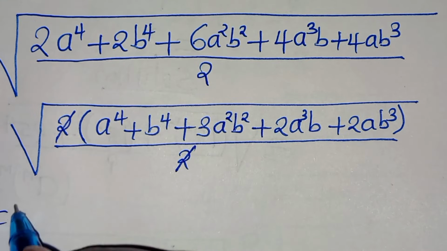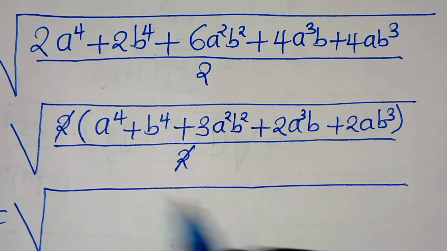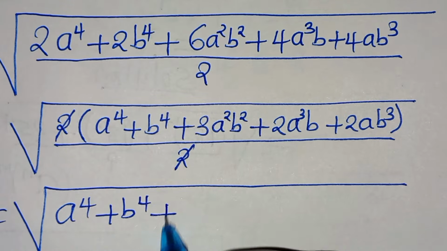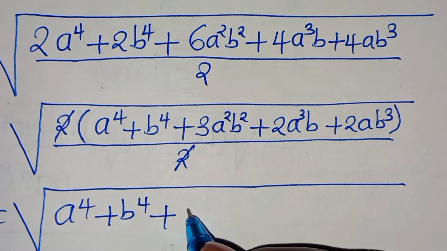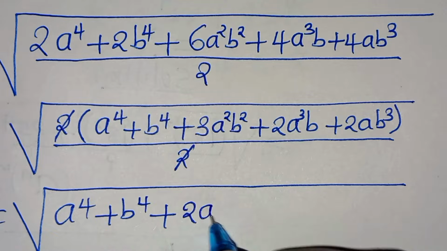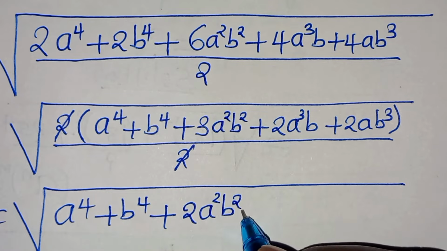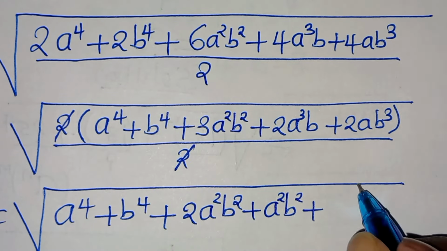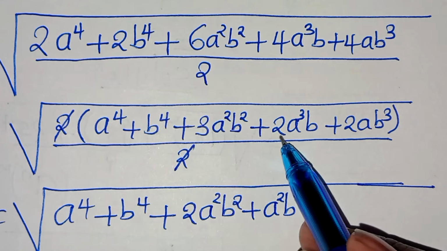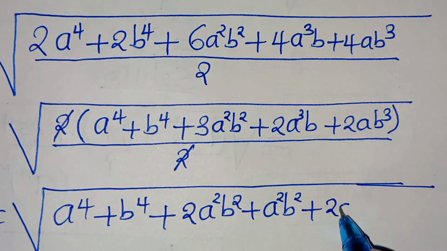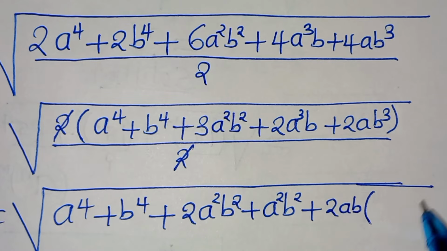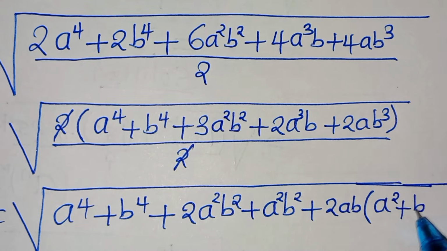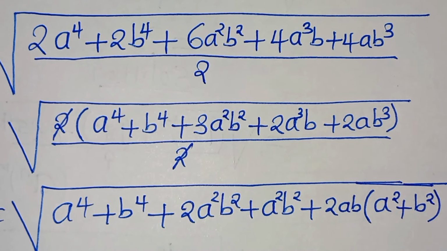And this means we have the square root of a to the power of 4 plus b to the power of 4, then plus, now 3a squared b squared, this can be expressed as 2a squared b squared, then plus a squared b squared, then plus, now here we have that 2ab is common, so we can factor out 2ab into the parenthesis. This is a to the power of 2 plus b to the power of 2, close the parenthesis.